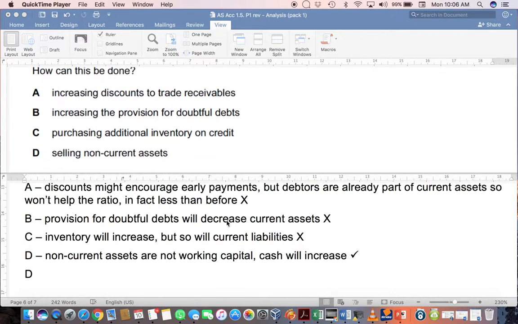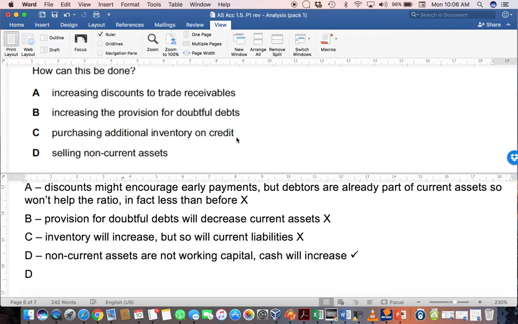B, increasing the provision for doubtful debts. What will happen here is that if you increase your provision, remember the provision for doubtful debts decreases your net receivables and therefore decreases your net current assets. And so this is not going to help your situation.